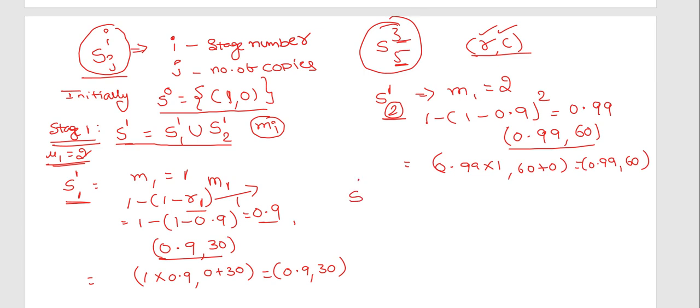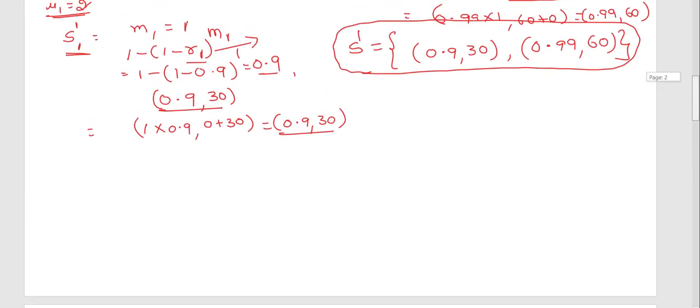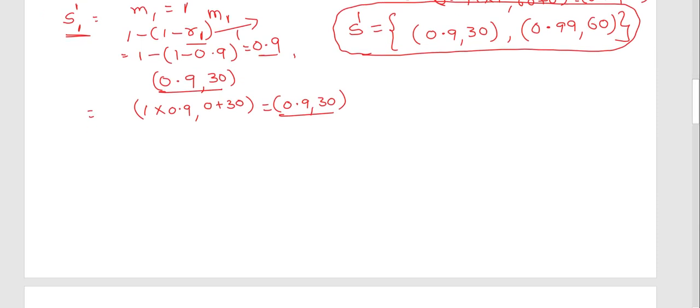Finally, what is stage 1? Union of these two. This is stage 1 with 1 copy, comma this one stage 1 with 2 copies. You have to remember this one. This is stage 1. Is it clear? The stage 1 is completed. Now I will move to stage 2.